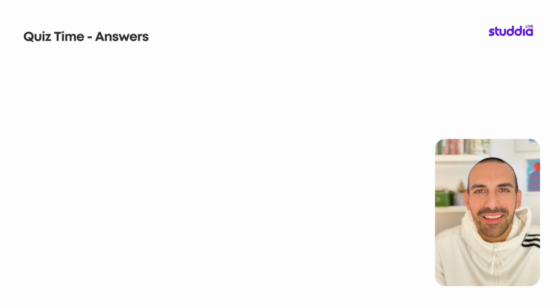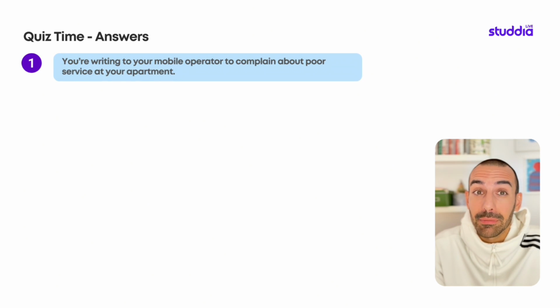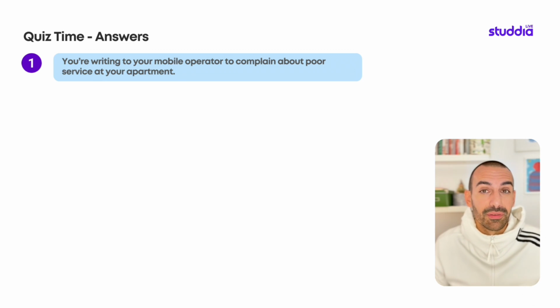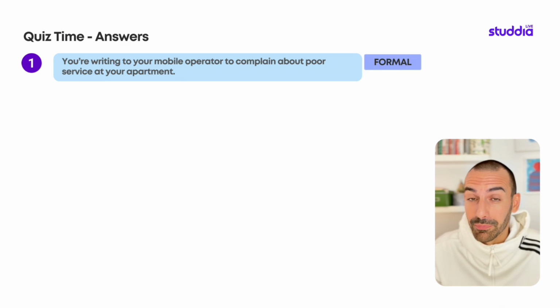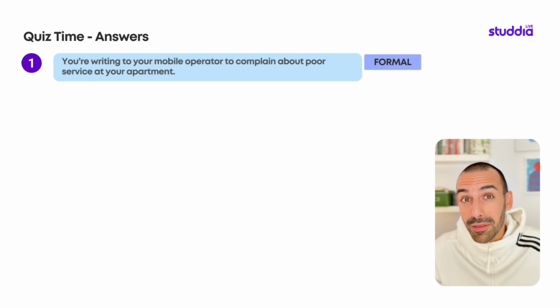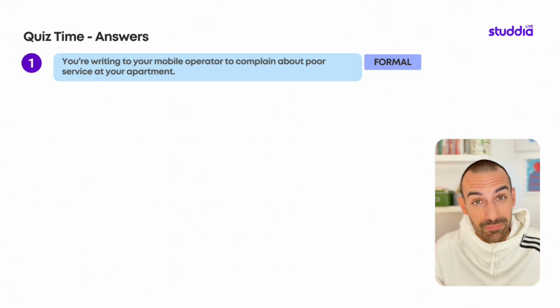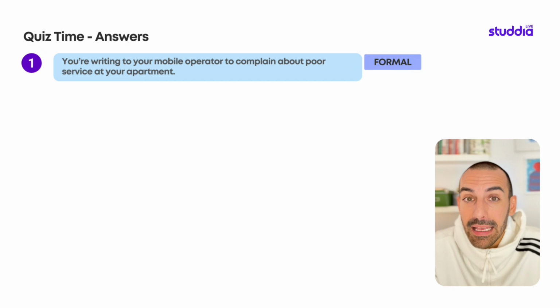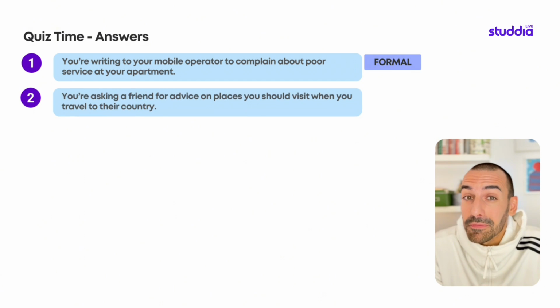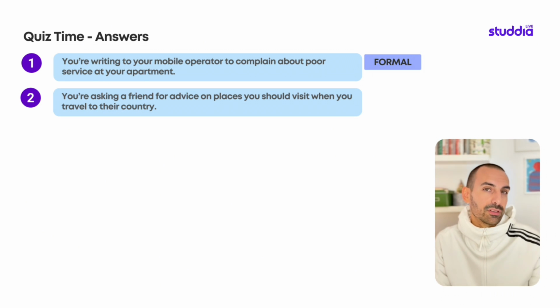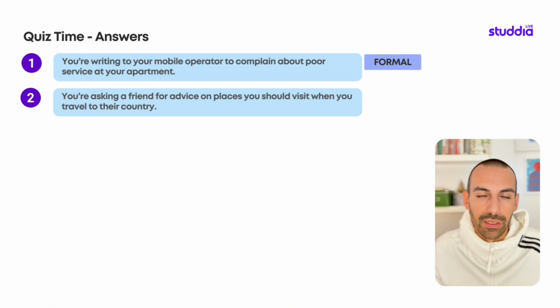All right, let's check the situations together. The first one, you're writing to your mobile operator to complain about poor service at your apartment. You actually have no idea who you're writing to because you're addressing a company, not a specific person. So this one is a formal one. And if you want them to solve the problem, you definitely want to sound official and polite. So formal it is for this one. Situation number two, you're writing to a friend, keyword friend, to ask for advice about places to visit in their country. You're writing to a friend, it's an informal one.